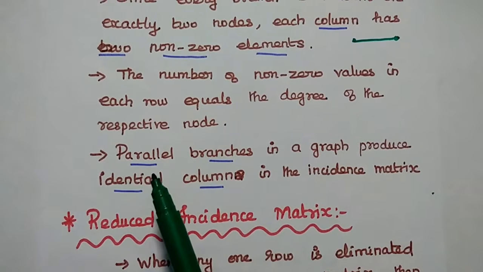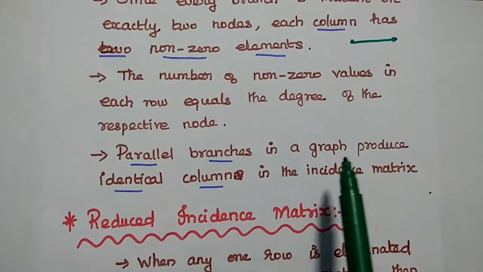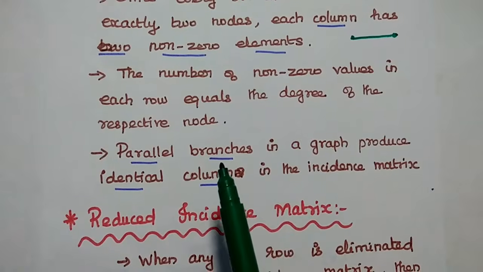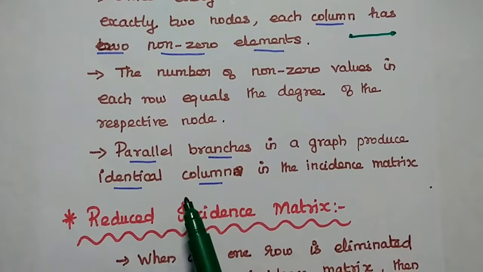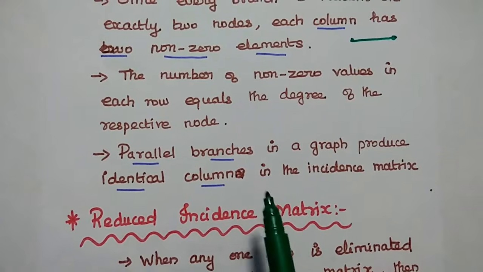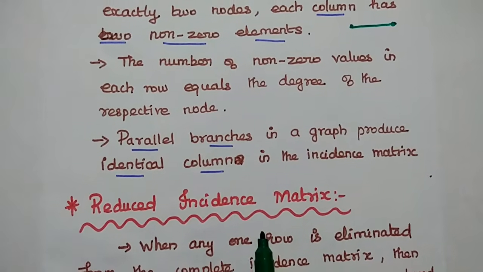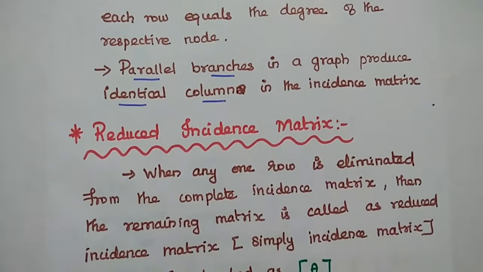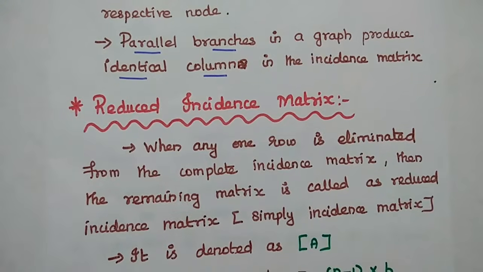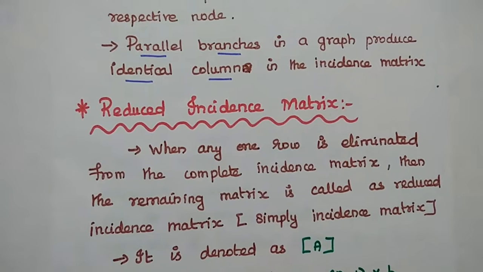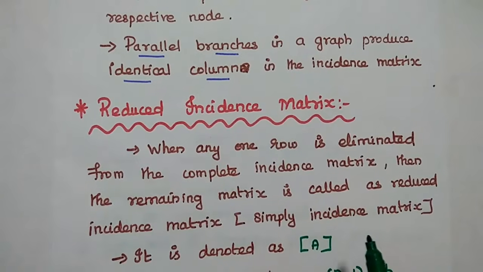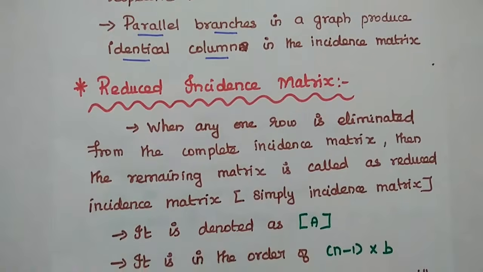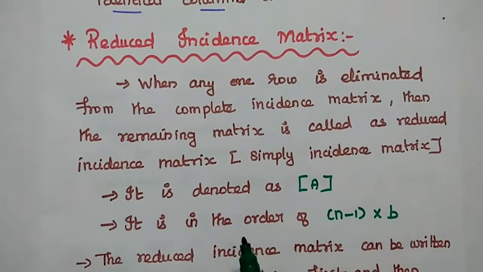The last one is that parallel branches in a graph produce identical columns in the incidence matrix. If the branches are in parallel, we simply have identical columns in the incidence matrix. These are the various properties of the complete incidence matrix. So there is one more matrix, that is the reduced incidence matrix. This can be obtained by eliminating one row from the complete incidence matrix. That's why it is called the reduced incidence matrix.